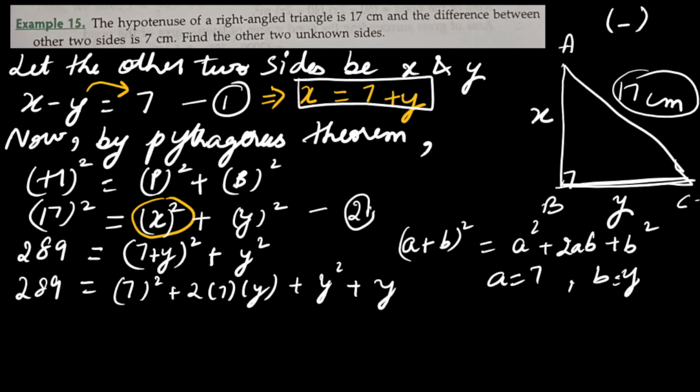So accordingly, a square plus 2 into a into b plus b square, so that means 7 square plus 2 into 7 into y plus y square, plus y square. So nothing else I have done, I have just applied the expansion of a plus b whole square. Now let's simplify it further. This is 289 is equal to 7 square, which is 49. So 7 into 7, 49.